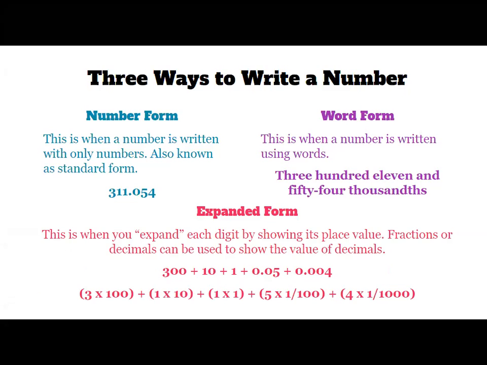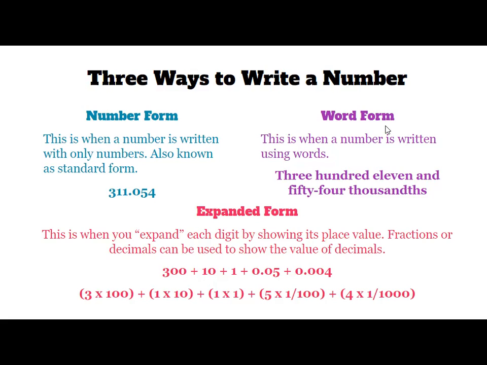Well, there are three ways to write a number. We have number form, word form, and expanded form. Number form is just that. This is when a number is written with only numbers. Sometimes it's also known as standard form. So here's an example of number form. All we see are numbers.